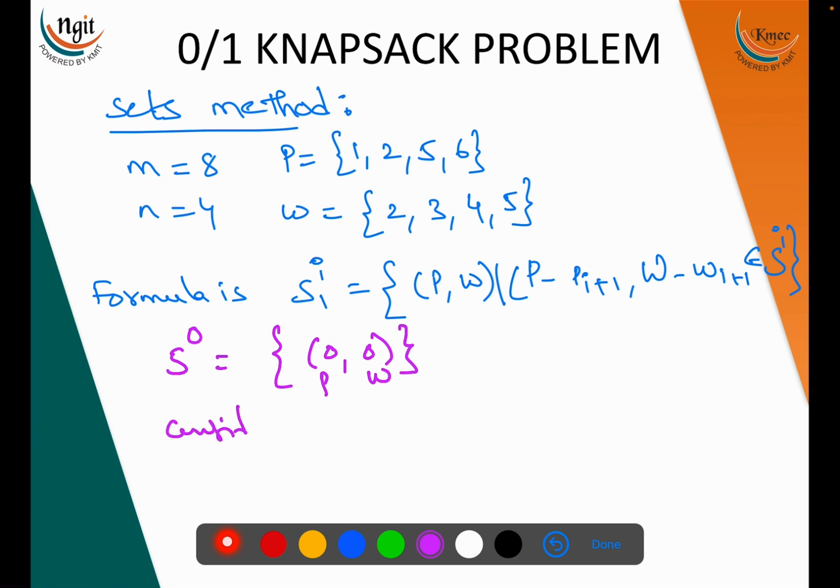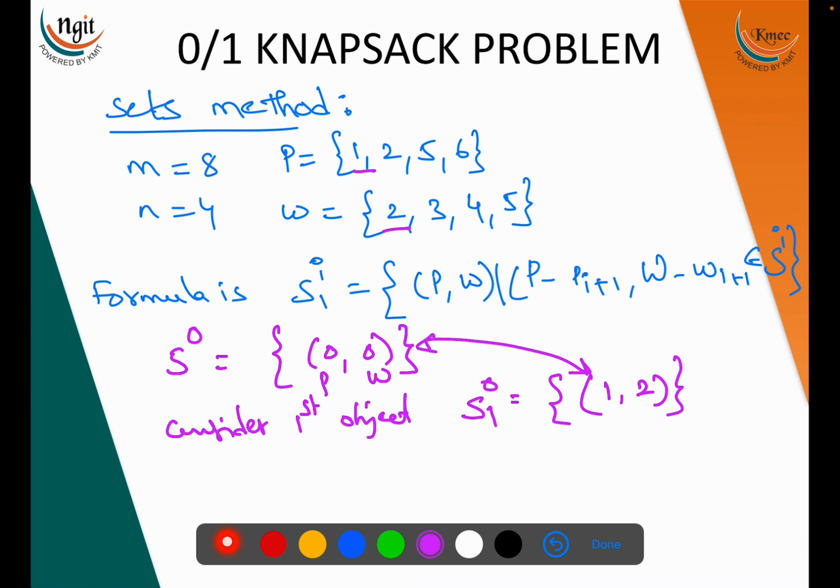Now consider the first object inside your bag. That is S1 of 0 is equal to, what is the profit of the first item? 1. What is the weight of the first item? 2. That 1 comma 2 is a set. Now merge these two sets. Now that set is S1. S1 is equal to 0 comma 0 and 1 comma 2. That means the first object is not included, and the first object is included.